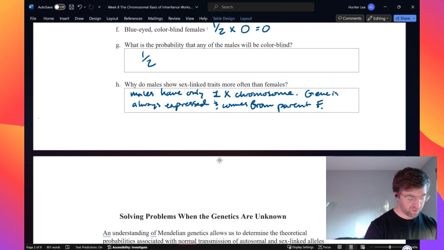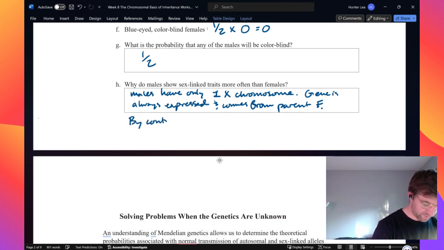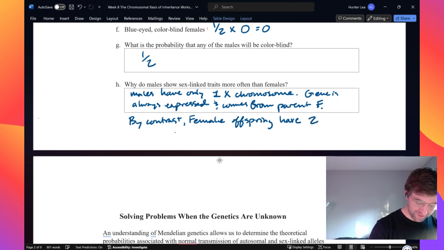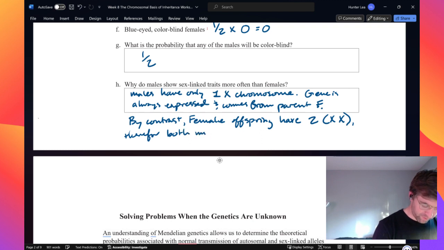And by contrast, this is important. By contrast, female offspring have two X chromosomes. Therefore, both must carry the recessive gene or recessive allele to be expressed.